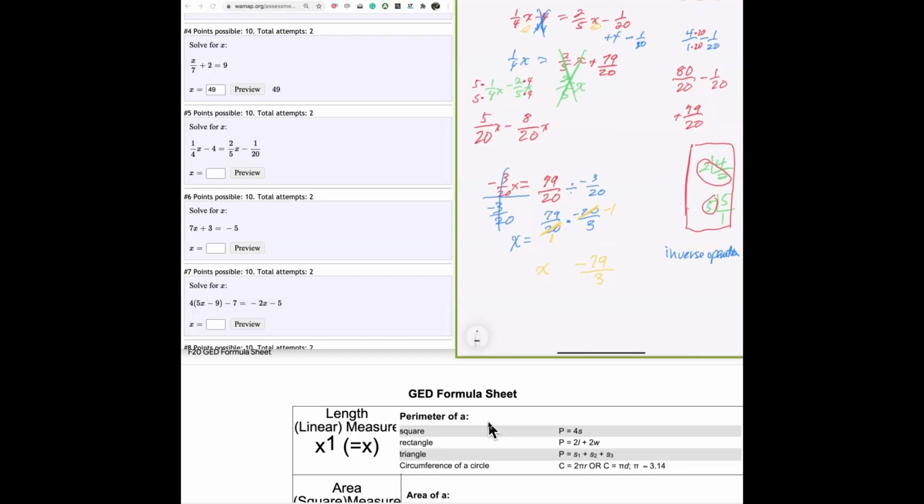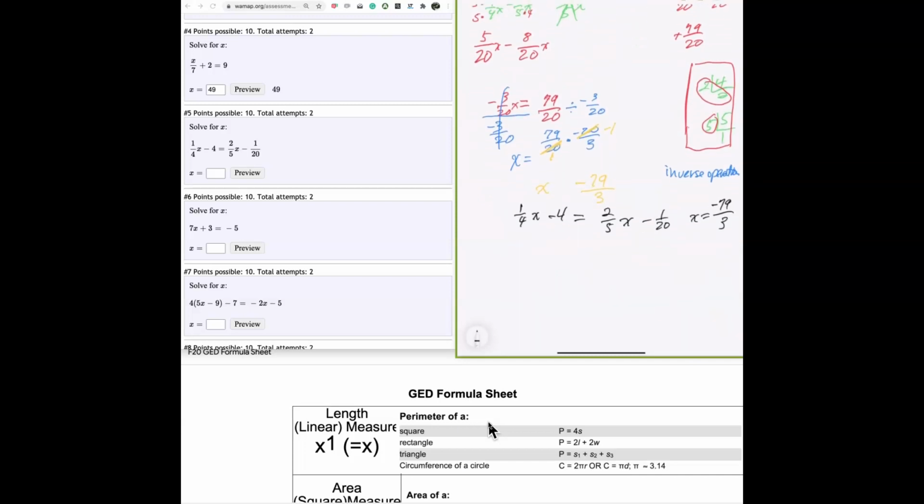So let me rewrite the original. We have 1/4 x minus 4 is equal to 2/5 x minus 1/20. Okay, and this is like a substitution problem you might have in math. X is equal to negative 79 over 3. So let's plug that in and see what we get. We'll do this in victorious purple. 1/4 times negative 79 over 3 minus 4. That's supposed to be equal to 2 over 5 times negative 79 over 3 minus 1 over 20.